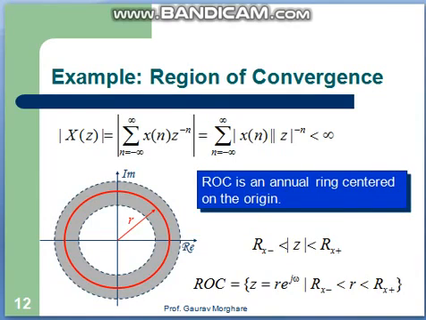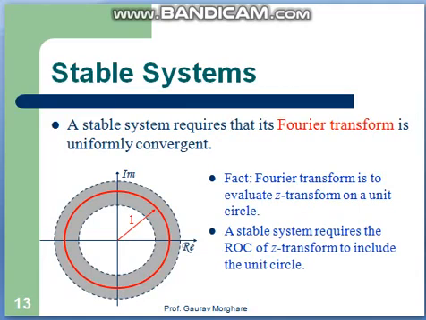If we show the relationship between the Fourier transform and the Z transform, it is a simple representation: if we substitute z equal to r times e to the power j omega, it clearly indicates the relationship. The ROC concept is almost the same for the Z transform.